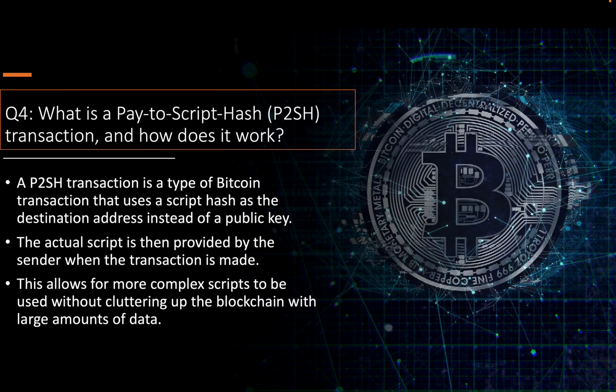Question number 4. What is a pay-to-script hash or P2SH transaction and how does it work? A P2SH transaction is a type of Bitcoin transaction that uses a script hash as the destination address instead of a public key. The actual script is then provided by the sender when the transaction is made. This allows for more complex scripts to be created or used without cluttering up the blockchain with large amounts of data.